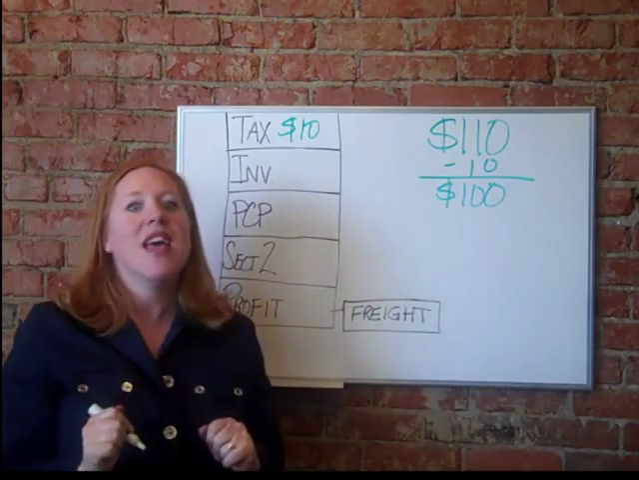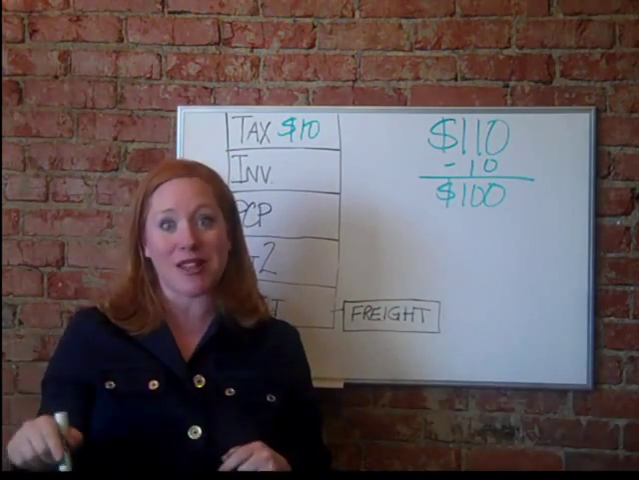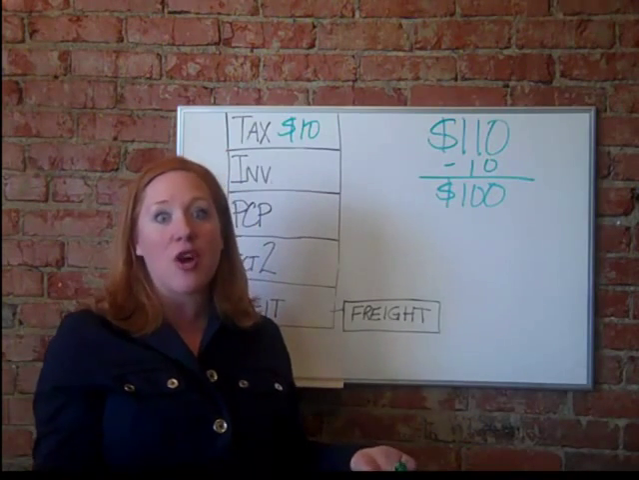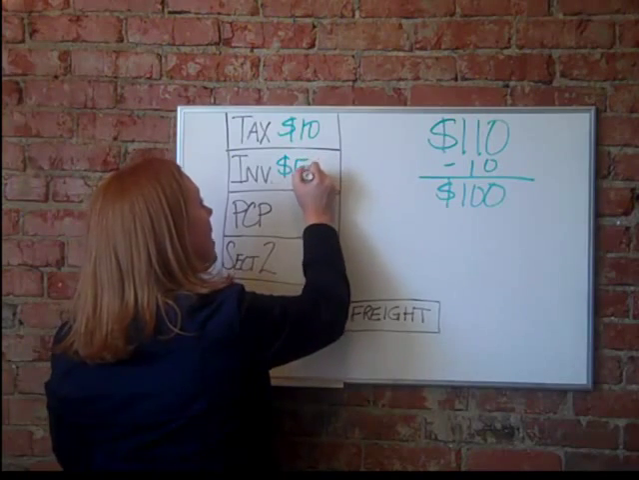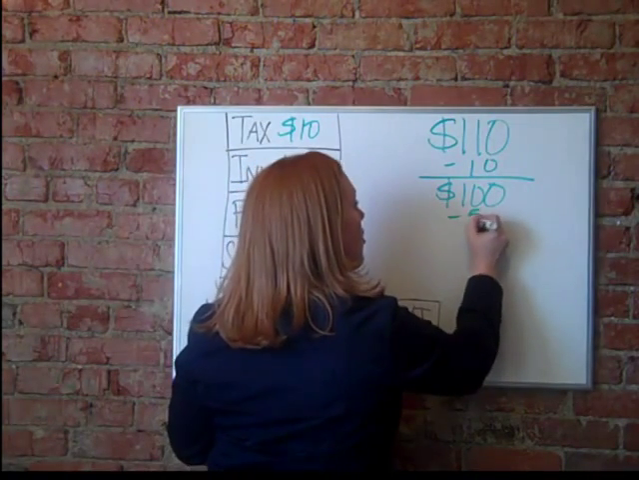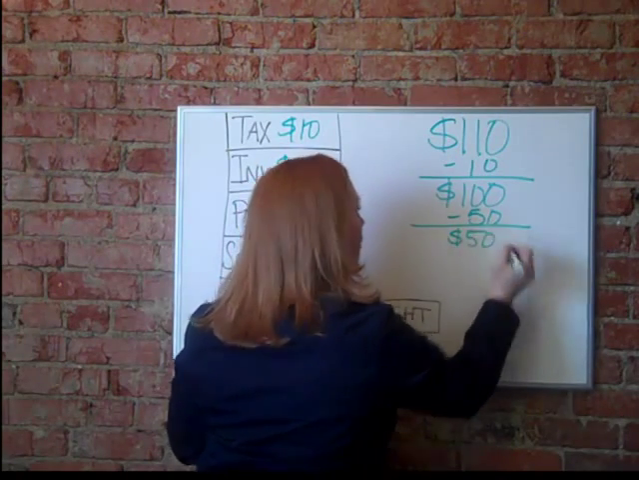Then from there, we need to make sure we budget ahead of time to replace the product that we sold. So naturally, we know that we need to put $50 worth of money back into the inventory envelope. So we're reducing down that $100, and now we have $50 left over.